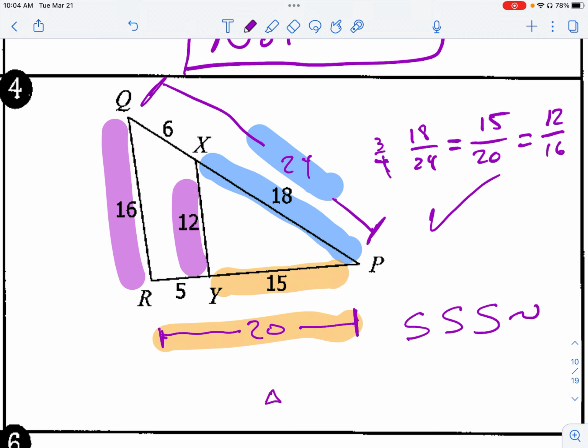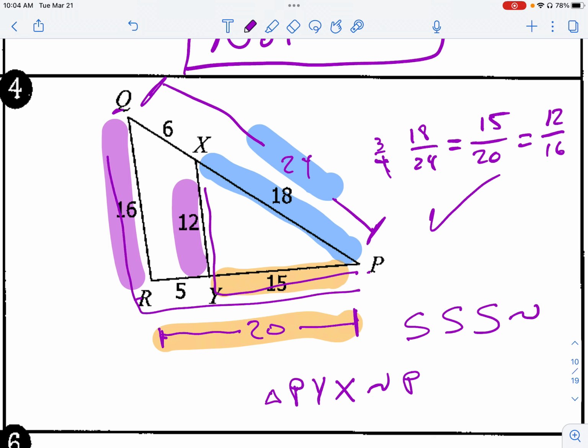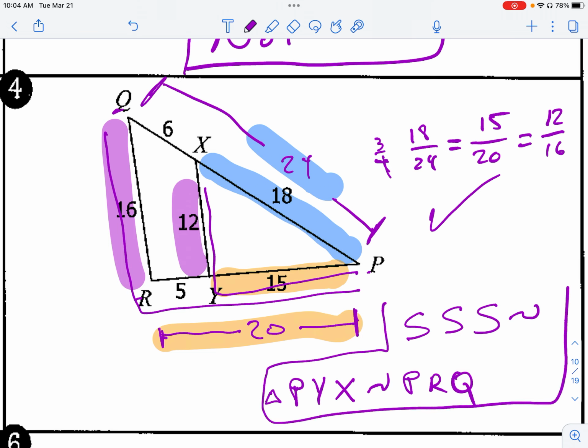Similarity. And let's pick our triangle. So let's go P, Y, X is similar to P, R, Q, because we went P, Y, X. So we're going to go P, R, Q. And we are done with that one.